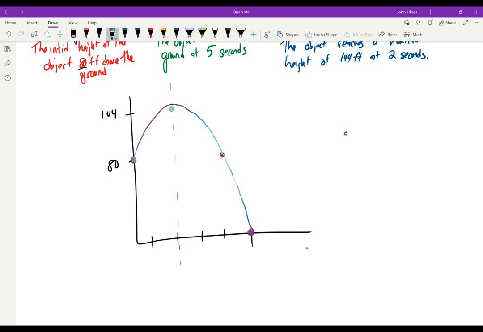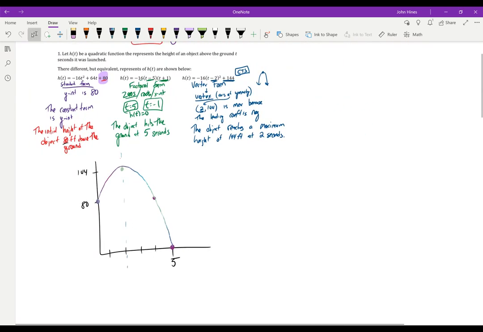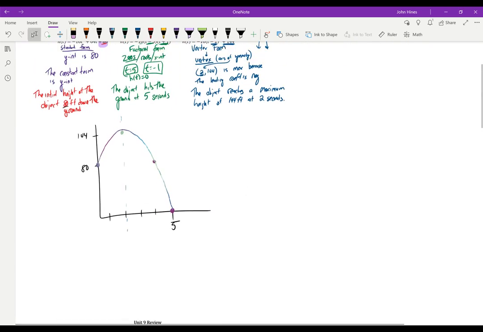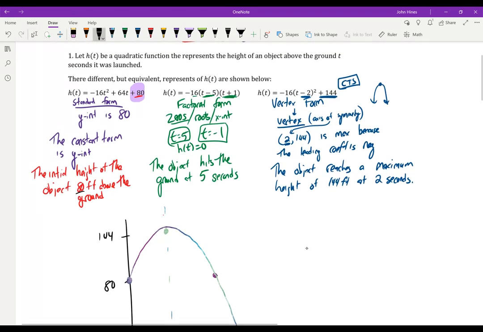It flew up. So here's my object. It got shot up in the air, and then it flew back down all the way to 80 feet. And it makes that nice parabola at 5 seconds. So that's how these different representations help us sketch pictures. We have standard form, factored form, and vertex form.